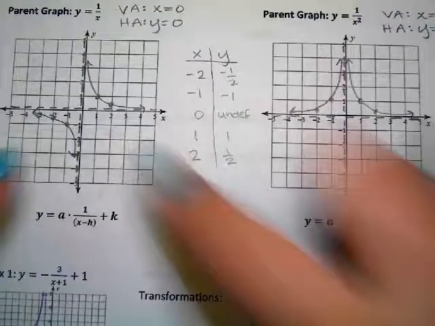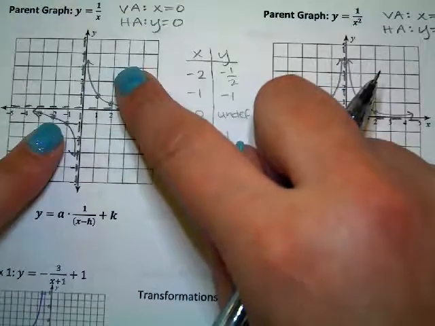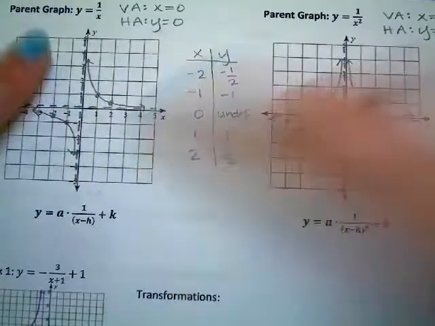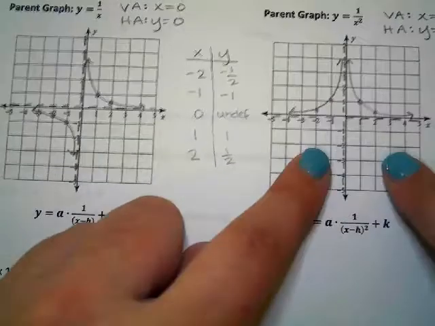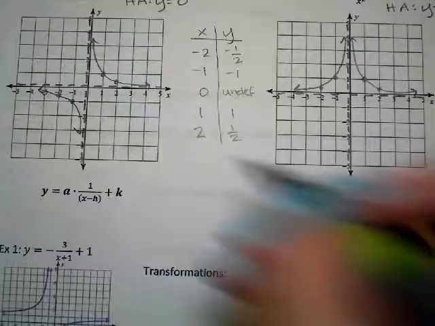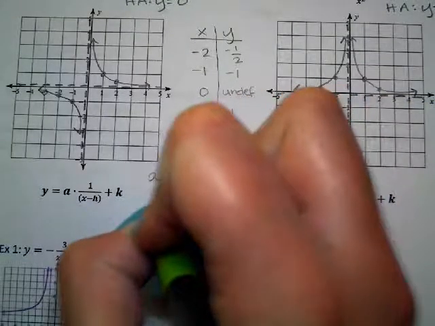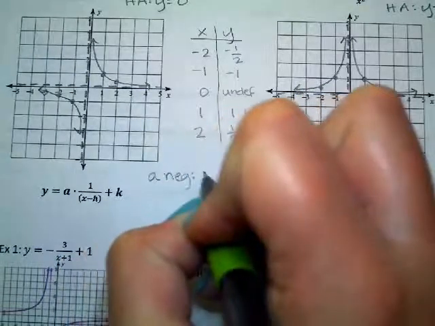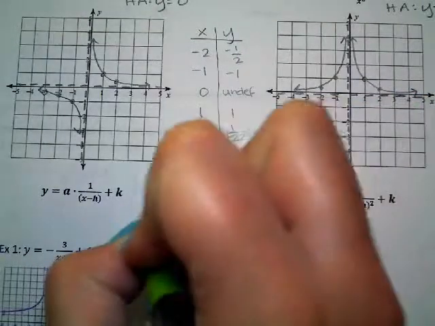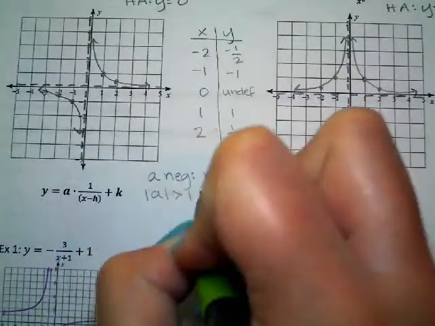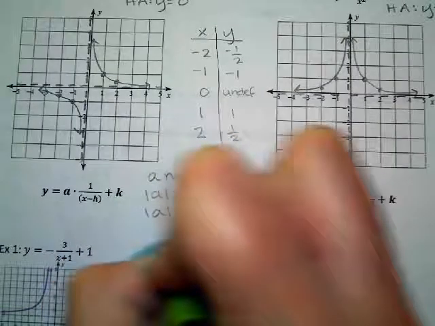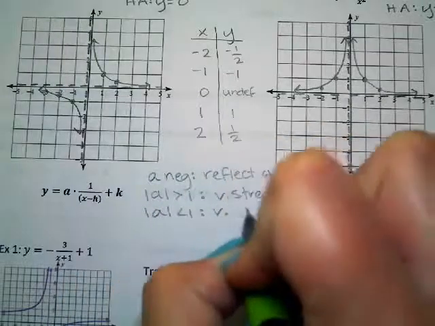If you have a reflection, then instead of being top right and lower left, they would switch. This one would reflect up here, this one would reflect down here. For this graph, if there's a reflection, they would both go down here. So we can go ahead and write the transformations are the same as they've always been. If a is negative, then that's going to be a reflection over x. If the absolute value of a is greater than 1, then that's a vertical stretch. If the absolute value of a is less than 1, that's a vertical compression.